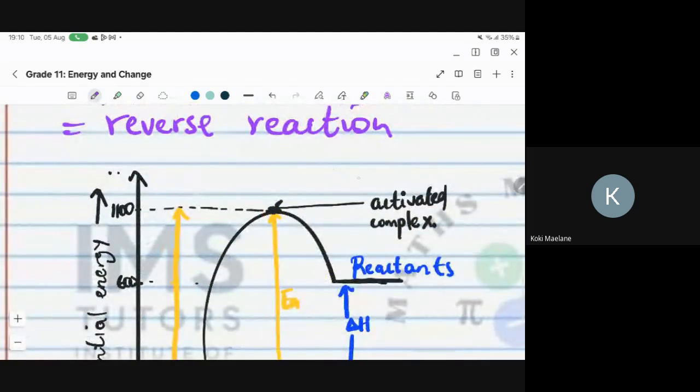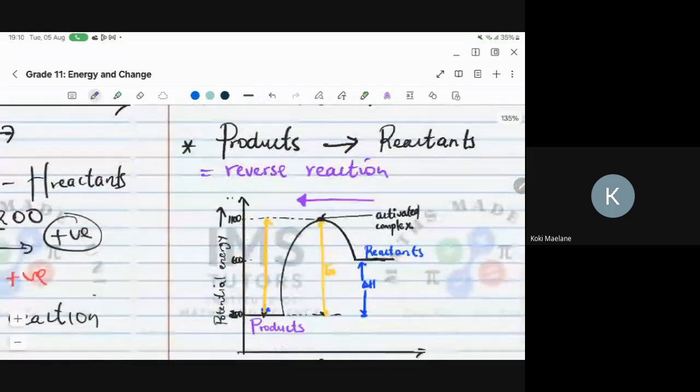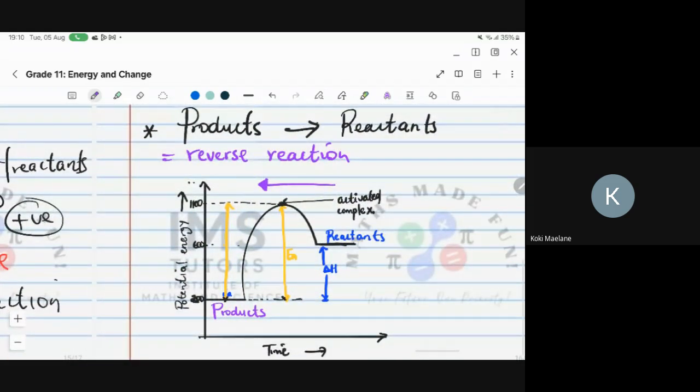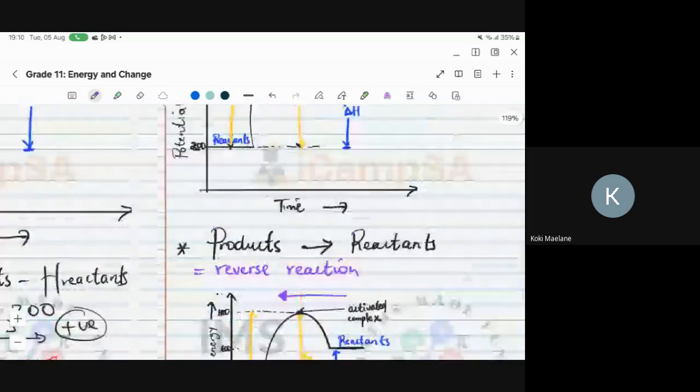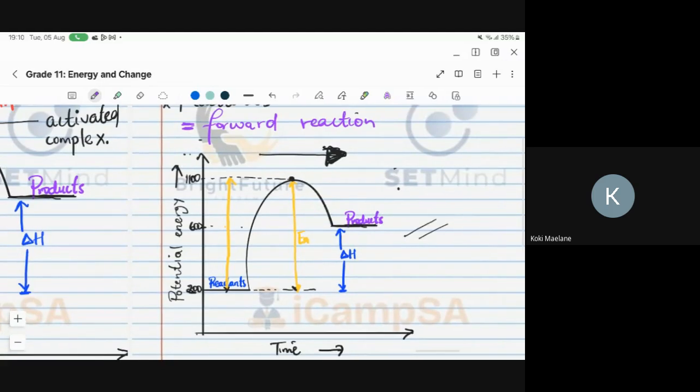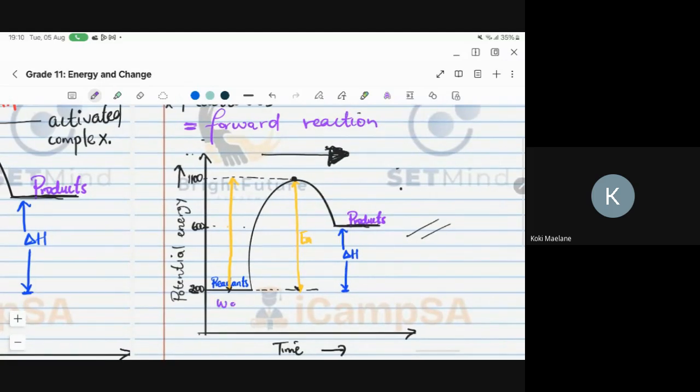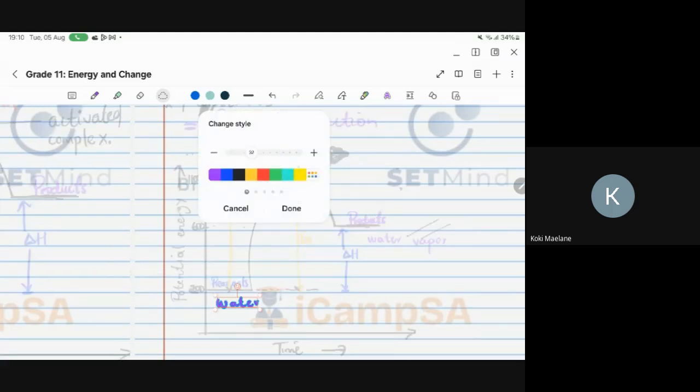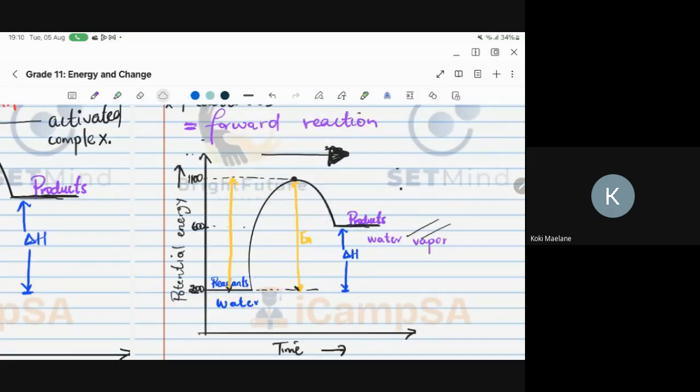Now you are moving that way. You are reversing the direction. So what does it mean? It means for me to move from water, let's say you move from water to water vapor, right? If I was moving from water to water vapor, that would be my forward reaction.